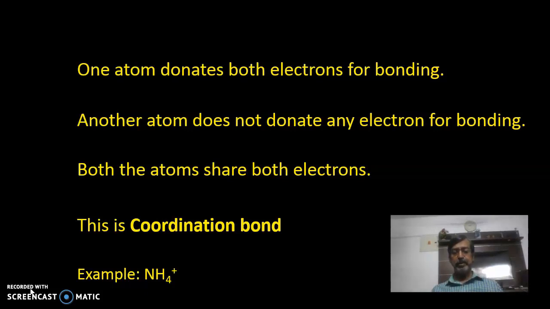One child brings a toy, another child brings a toy, and both the toys are shared between both the children. And this is covalent bond. The third type of bond is one child bringing both the toys, the other child not bringing any toy, but both the children play together with both the toys, and this is coordination bond.